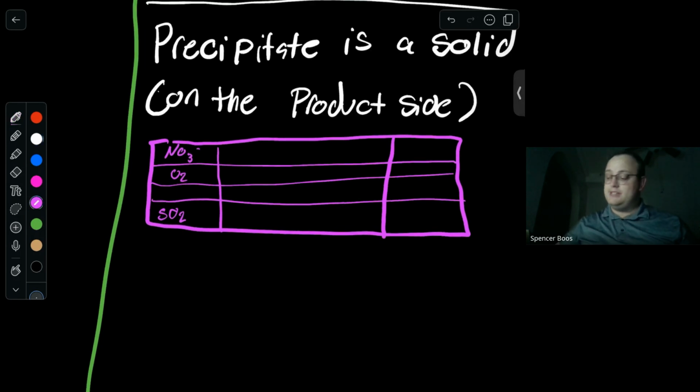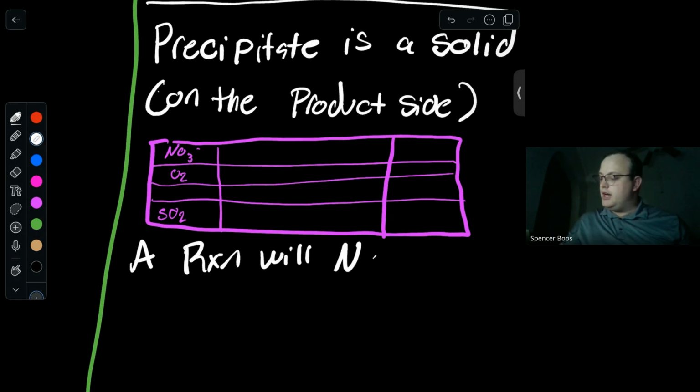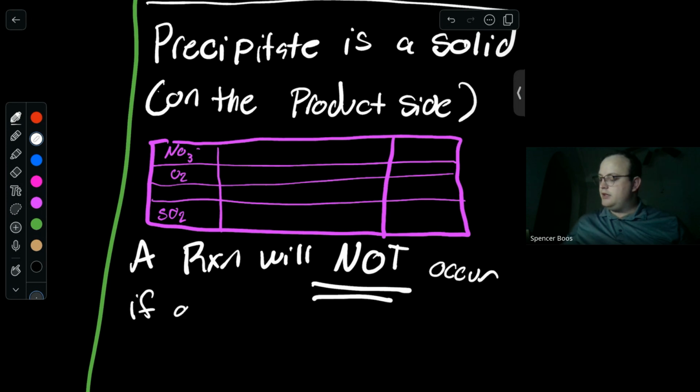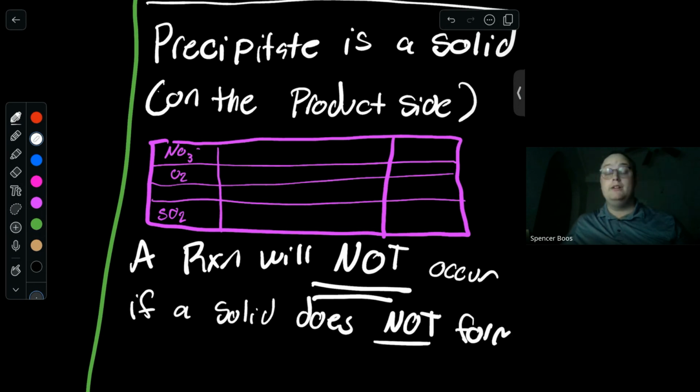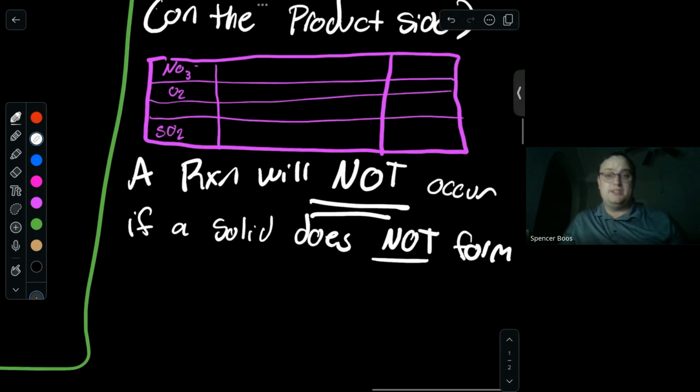Note, and this is primarily just for the final, a reaction will not occur if a solid or a precipitate does not form. So a precipitate must occur in order for this reaction to take place. If no precipitate shows up, how can we tell a reaction's even done?